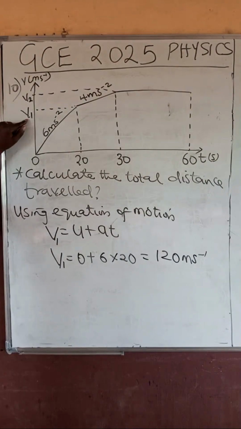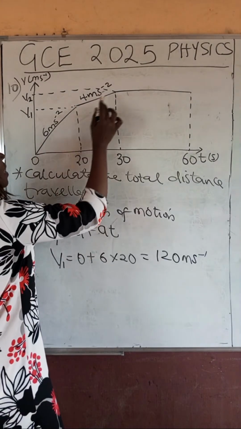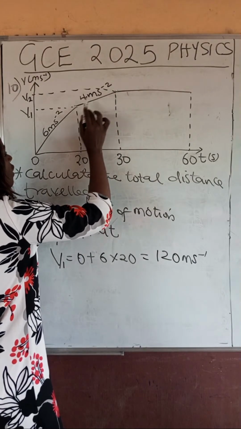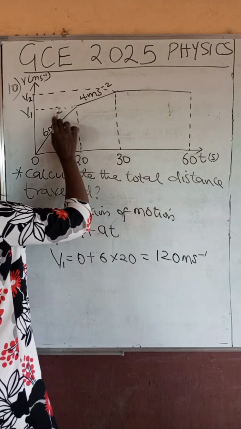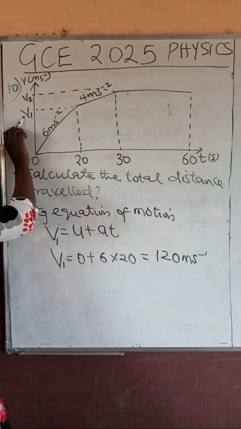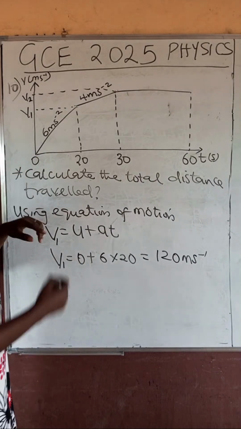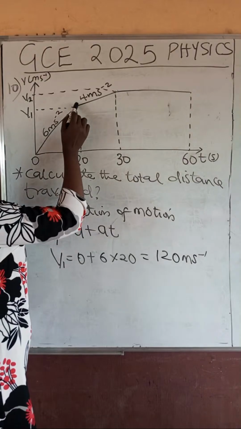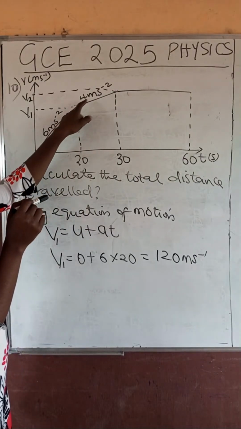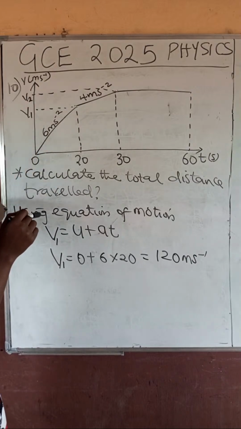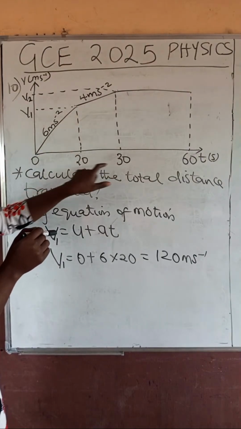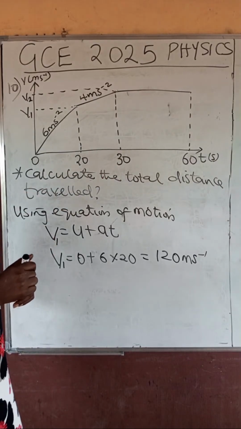So if my V1 happens to be 120 meters per second, to get the maximum velocity I will now consider from here to here. This becomes my initial velocity, which is V1, and I've gotten it to be 120 meters per second. This is initial, and this is the final velocity, V2. The acceleration is 4, and the time difference between this and this should be 10.